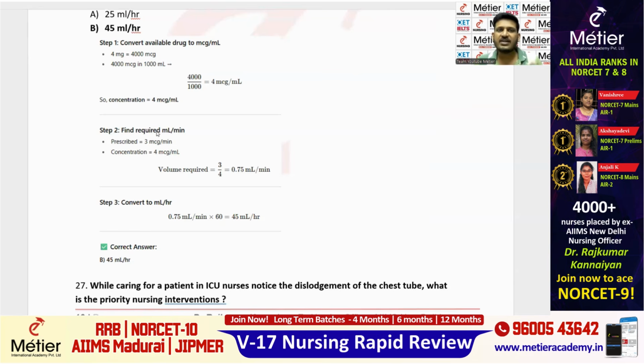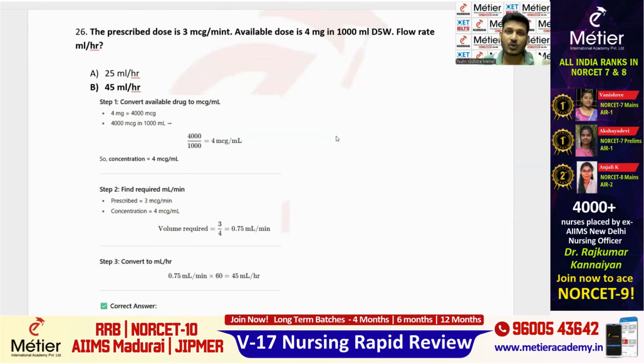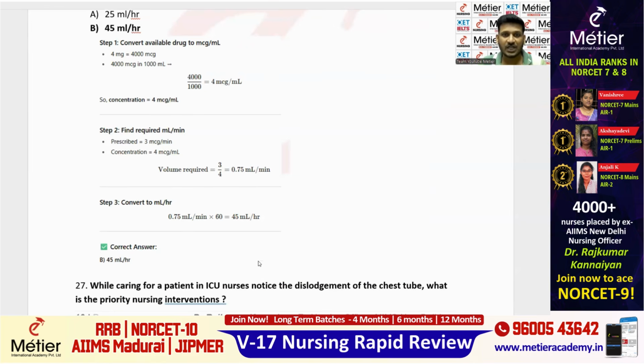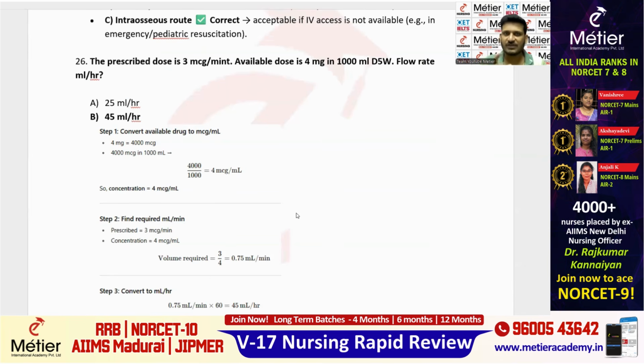And next one, find required ml per minute. How to find the required ml per minute? Divide the prescribed dosage, that is 3 microgram, by the dosage we got in hand, that is 4 microgram. So 3 divided by 4 is equal to 0.75, and at last they are asking the flow rate in ml per hour. So just multiply this value by 60. 0.75 into 60, you will get 45 ml per hour.